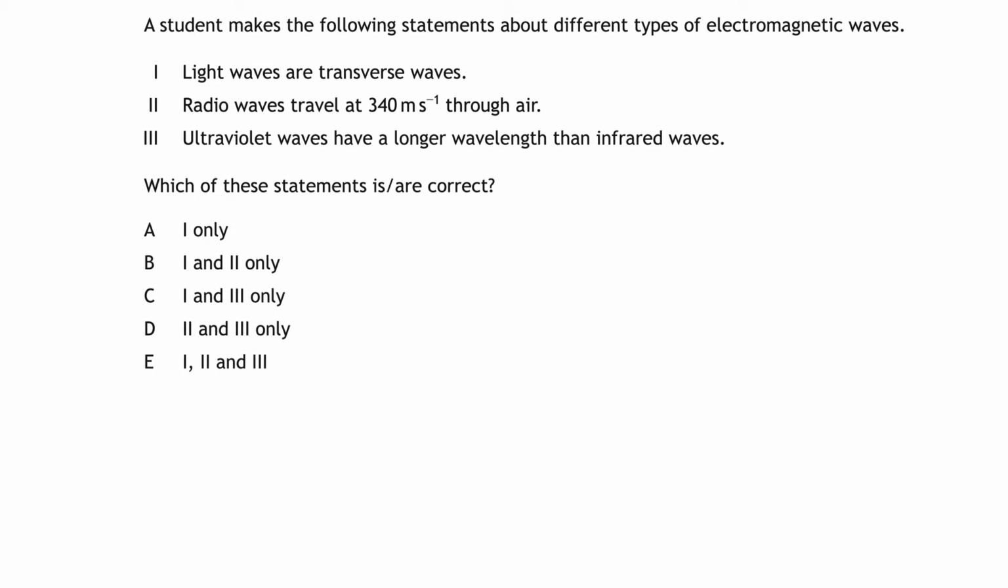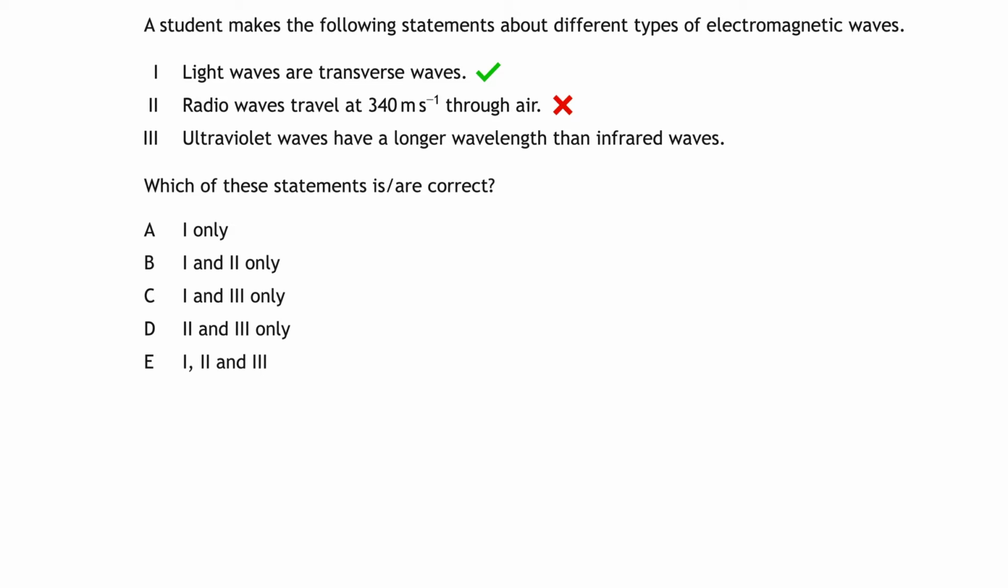So first off, light, along with all other electromagnetic waves, is a transverse wave, so point 1 is correct. Sound, on the other hand, is a longitudinal wave. Second of all, radio waves don't travel at 340 meters per second. That's the speed of sound in air. Radio waves, like all other electromagnetic waves, travel at 3 times 10 to the power of 8 meters per second.